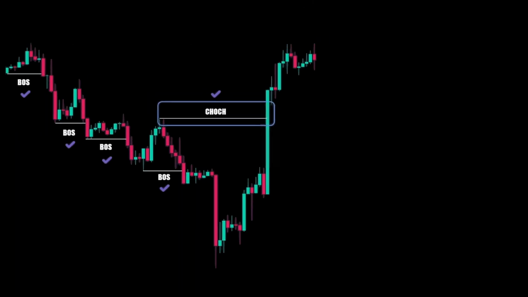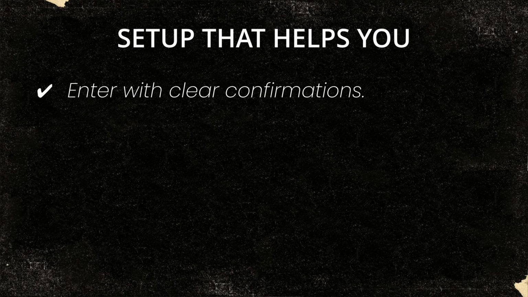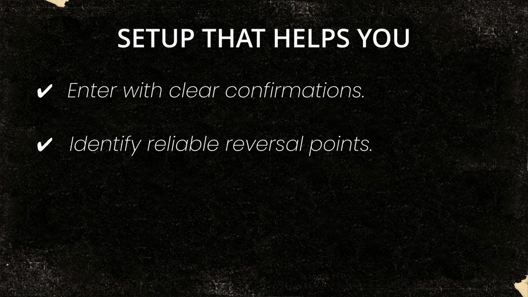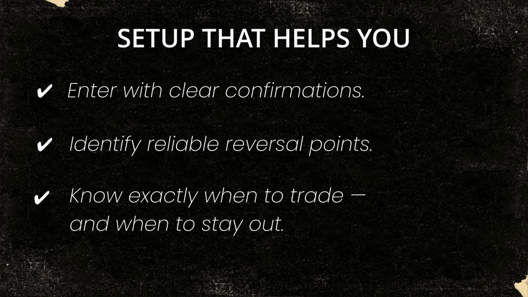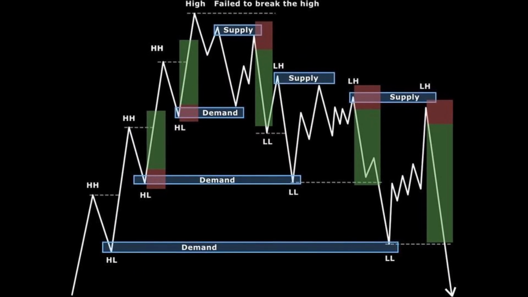Today, I'm going to break down one of the strongest smart money setups I personally use. Liquidity sweep, order block, fair value gap. This is a setup that helps you enter with clear confirmations, identify reliable reversal points, know exactly when to trade and when to stay out. Easy to understand smart money videos that you can apply right away.